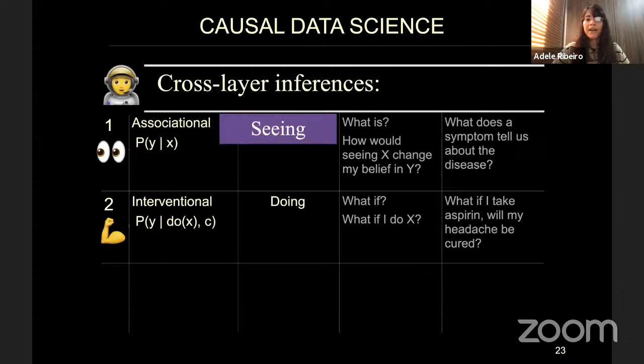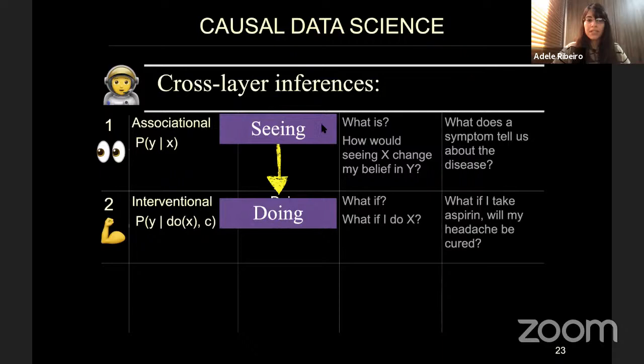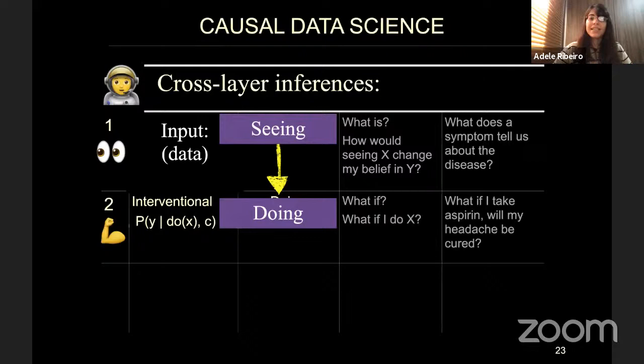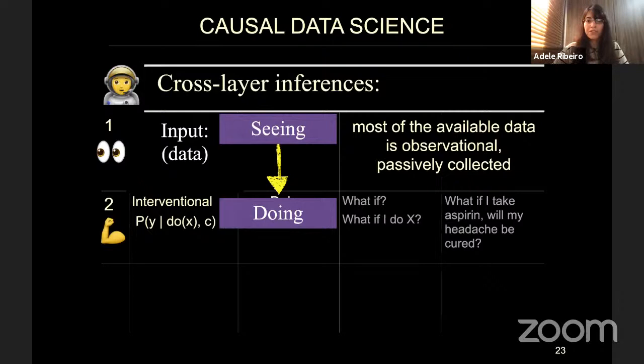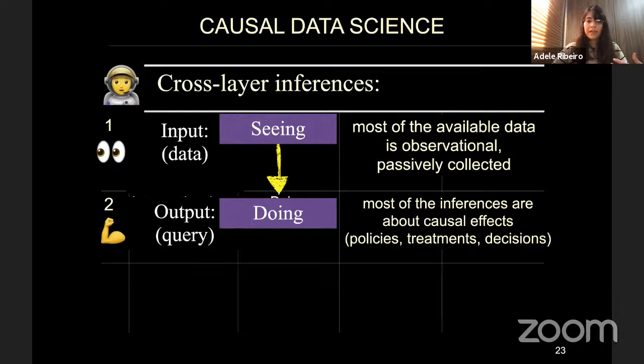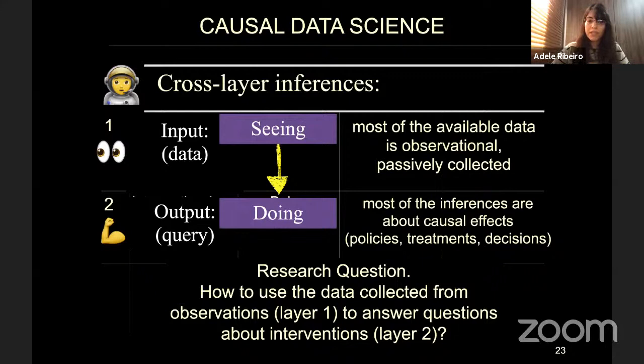So the idea here is how to do cross-layer inferences. The data actually is in the first layer, where we are just observing data. And we want to infer something about layer two. We are collecting data in layer one, the associational layer, but we want to do a cross-layer inference, to infer something in a higher level, the interventional layer. As I said, the data is coming from the first layer. Most of the available data is observational or passively collected. But the research question is about causal effects, like the effect of some public policy, some treatment, some decision. So how can we use the data collected from observations in layer one to answer questions about interventions in layer two?